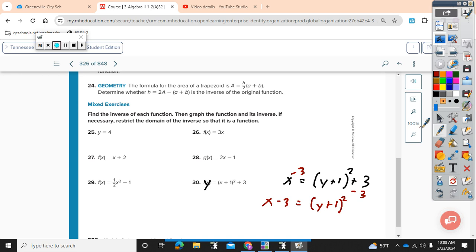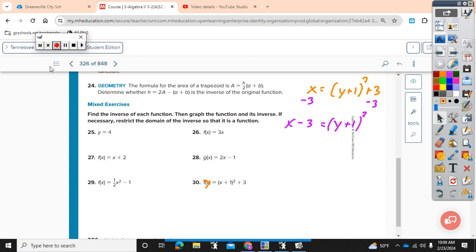Let's see if I can bring this up before I get too far down into the problem. Really wish it would let me highlight. Okay, anyway, I'm going to move my math up here. All right. Pause this. Hold on just a second. Okay, so I just moved my math.